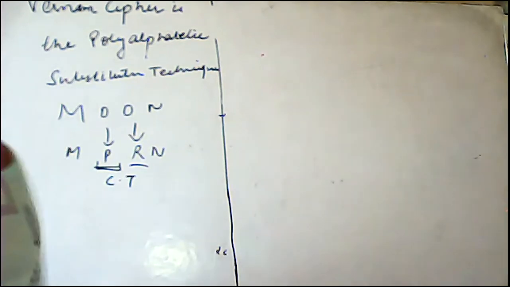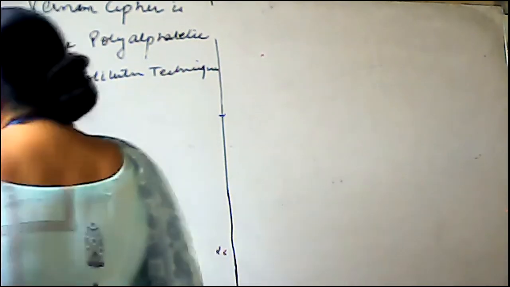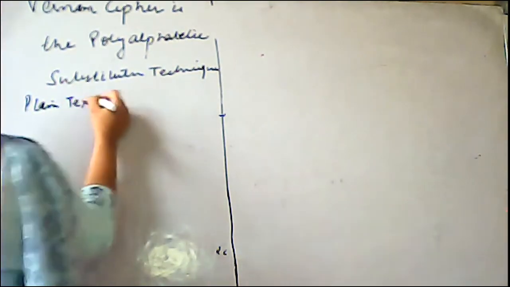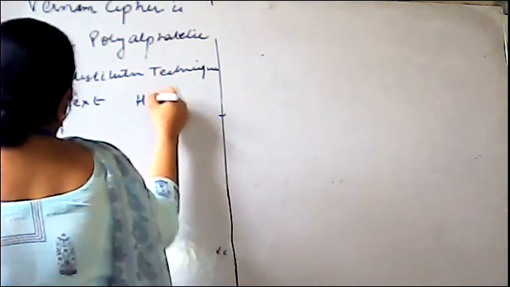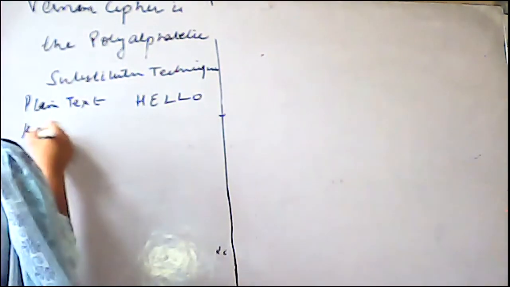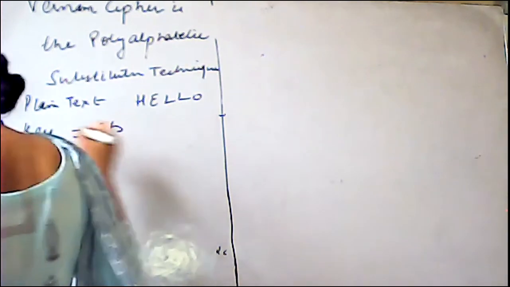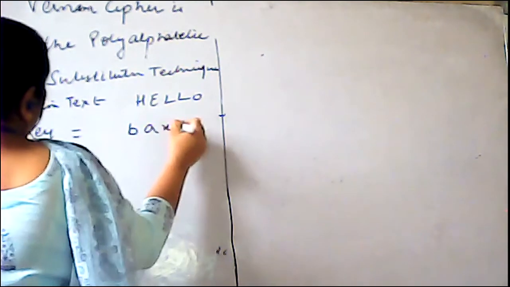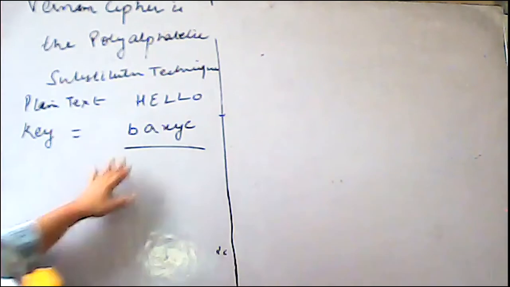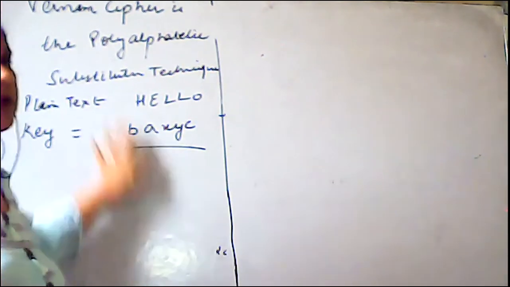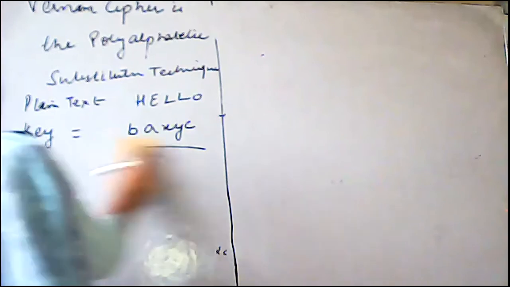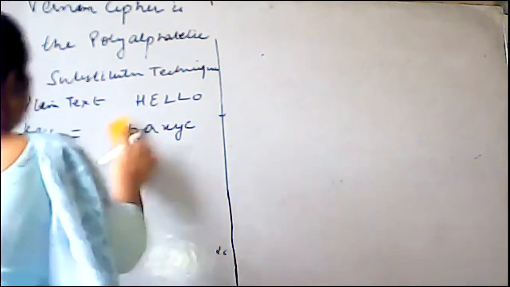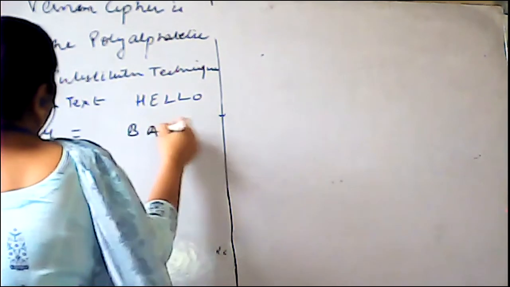Now, how to do it? For example, plain text is given to you as hello, and key is given to you as A, B, B, X, Y, C. This is the key which is given to you. You will not take the case into the count, because this is lowercase, this is uppercase, and according to you the values will be different. But here we are assuming it as capital. So in order to avoid confusion, I'll write capital.